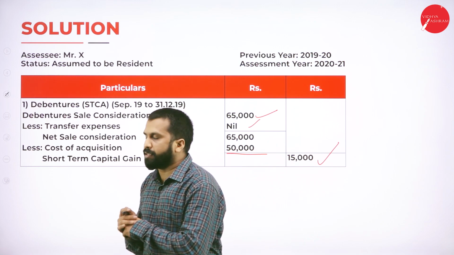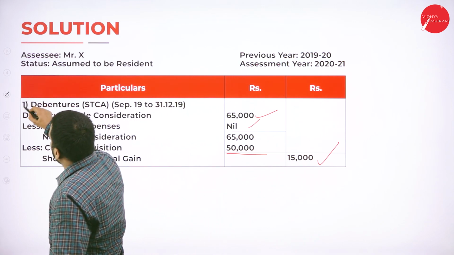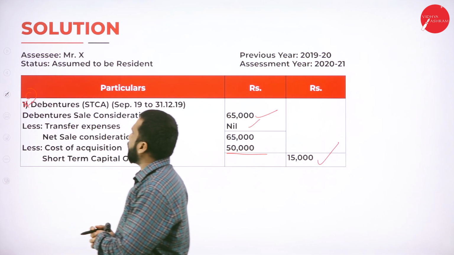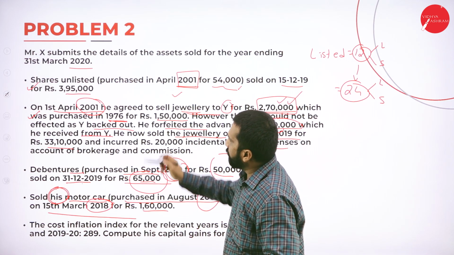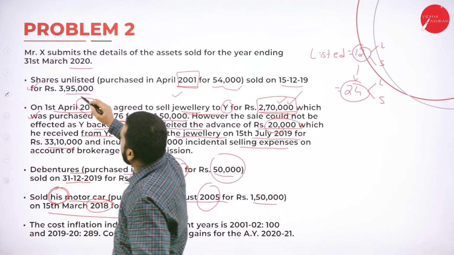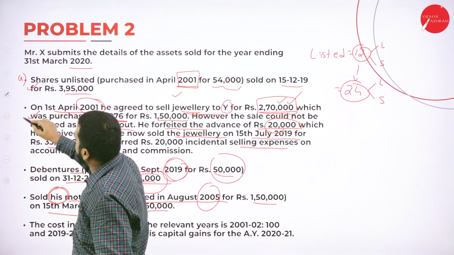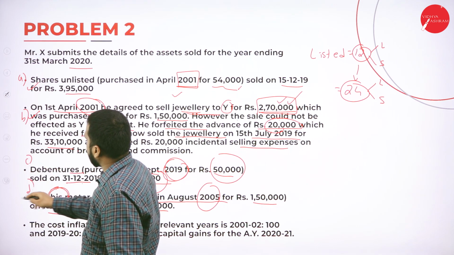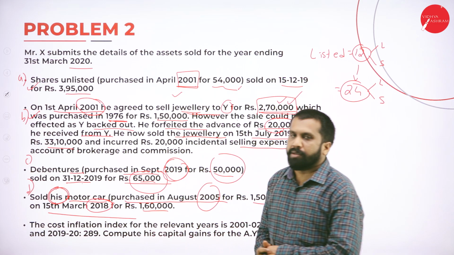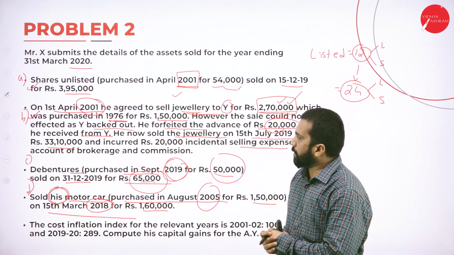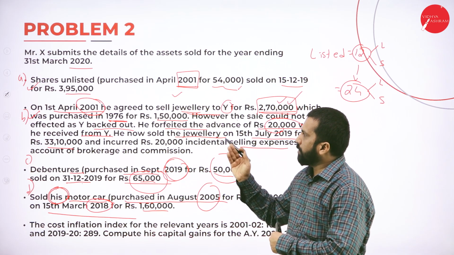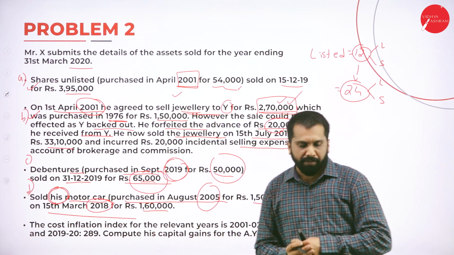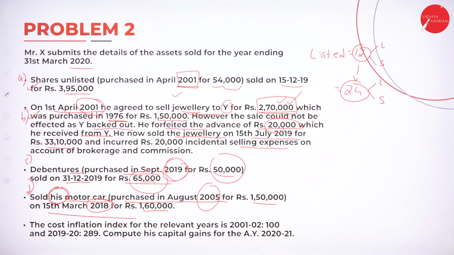Hope you're clear. This must be C. So this we call A, this we call B, this we call C, and this we call D. Hope you are clear. First we'll complete problem number 2. This is your question. I'll go out of the screen. Please take a screenshot. So this is your problem number 2.